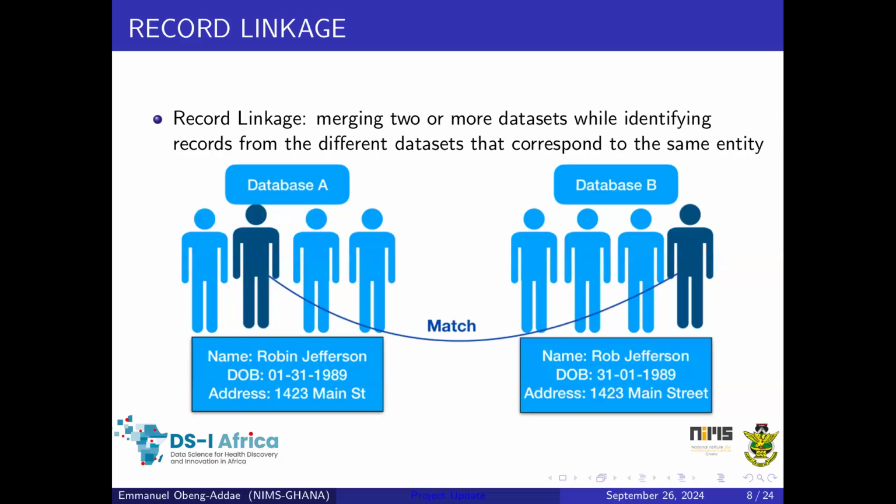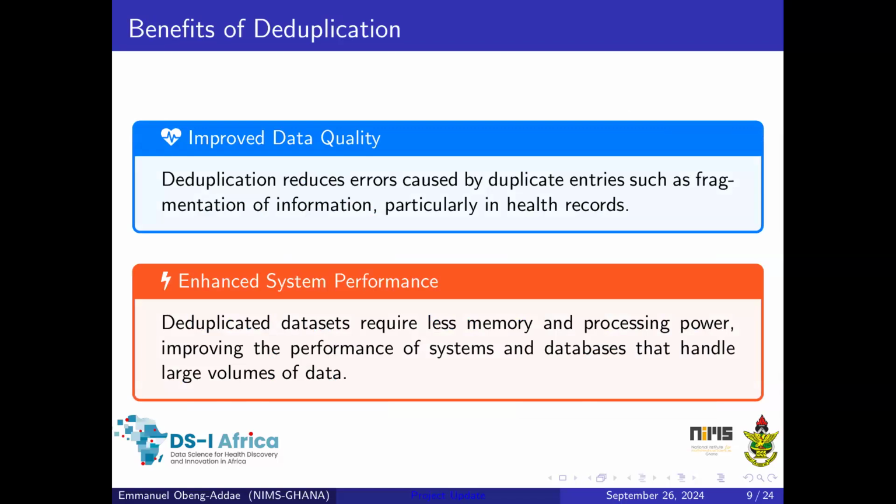However, you should be able to identify them by employing a robust technique that would be able to fish out some of these duplicates. So for instance, over here, you see Robin Jefferson in database A, but in database B, the name was stored as Rob Jefferson. And when you check the date of birth and the addresses, you'd also realize that the formats are different in both databases. So now what are the benefits of deduplication?